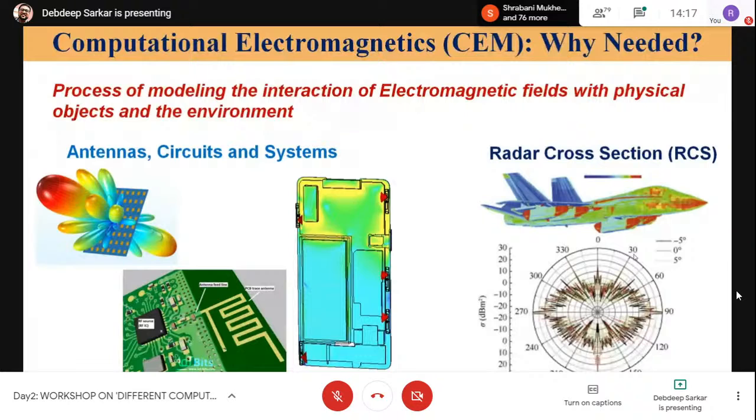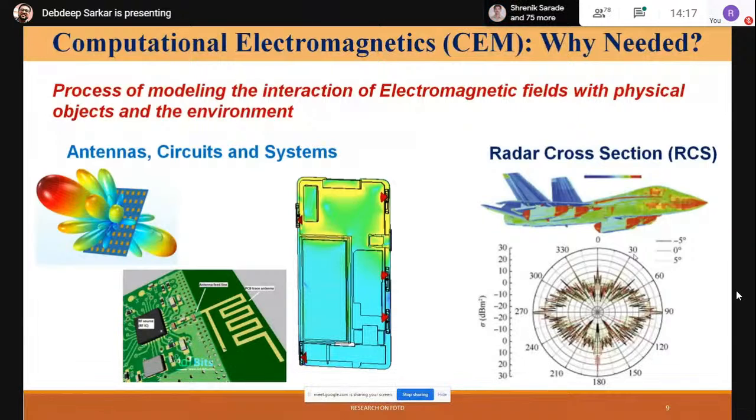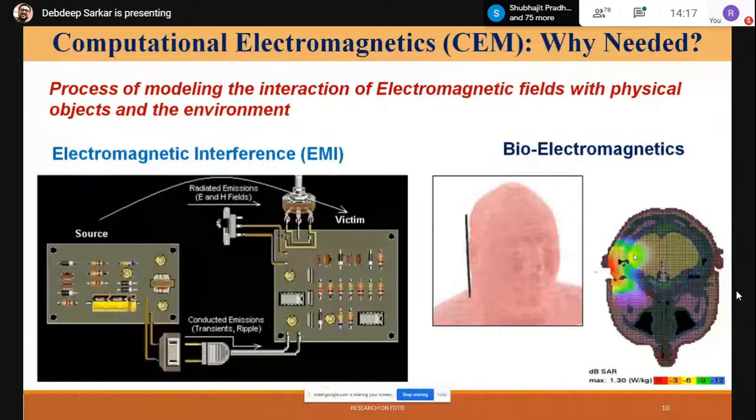I am repeating it again and again: in all these applications we need to model the interaction of the EM field with these things. So this is another application domain for CEM. Then a very critical thing is electromagnetic interference. Here you need to see how transients or ripple and radiated emissions can affect a nearby circuit. This is happening wirelessly, so you need to go into computational electromagnetics to analyze this kind of situation.